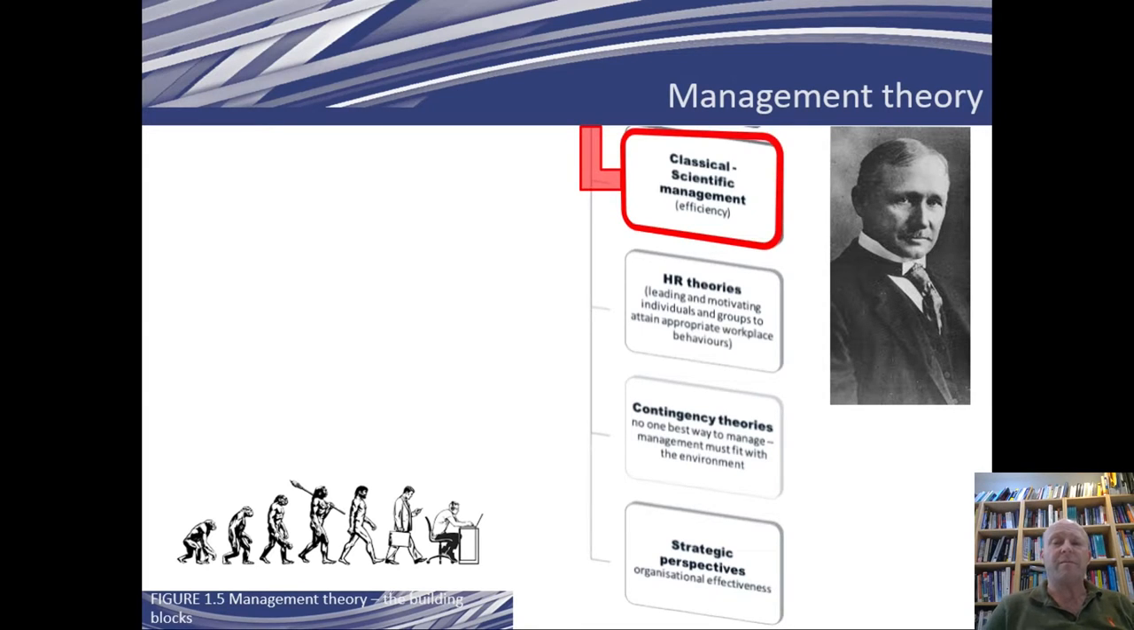So we're going to start with classical scientific management, that period that was dominated by people like Fayol and Weber and Taylor, but lots of other people as well.